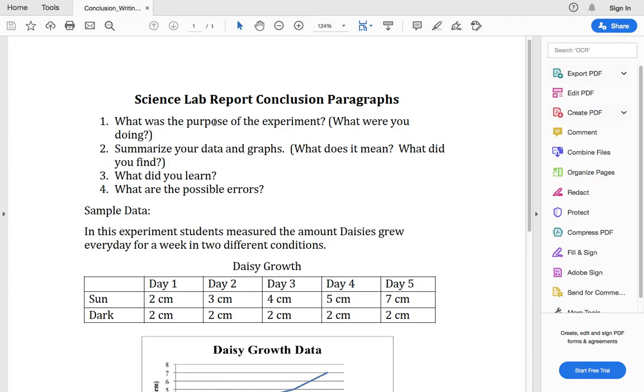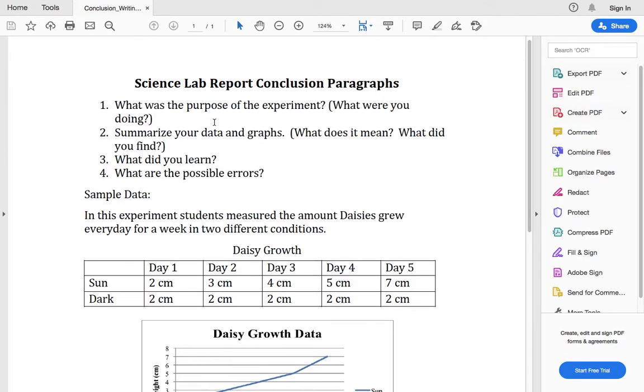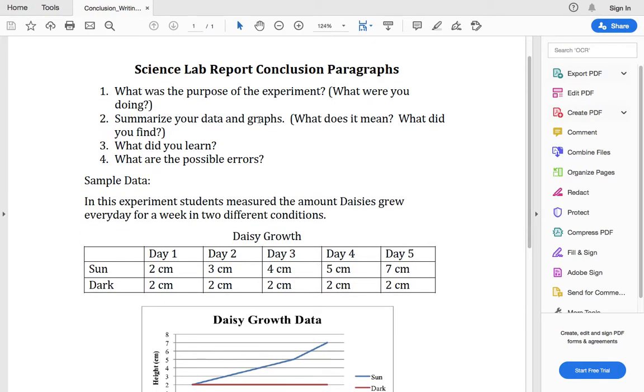So when I'm looking at your conclusion, I'm always going to look for the words, my purpose or my hypothesis was correct or incorrect, based on the experiment that you did. Number 2, you're going to summarize your data and your graphs. In other words, how did the data show that your hypothesis or your purpose was correct or incorrect? Actually use the numbers. Number 3, what did you learn?